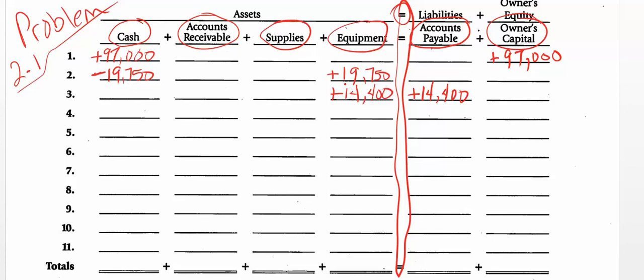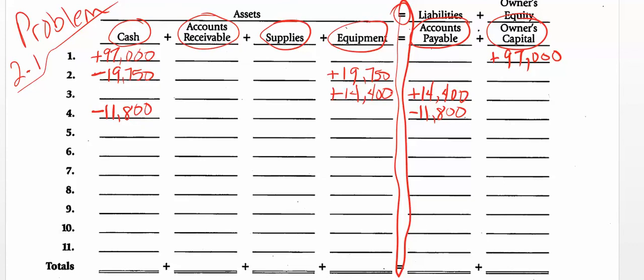Okay, number 4, we paid $11,800 in cash to creditors. Okay, so money left. So we paid $11,800. Now creditors, those are the people that we owe money to in our liability, our accounts payable. So we are reducing the amount that we owe our creditors by $11,800.